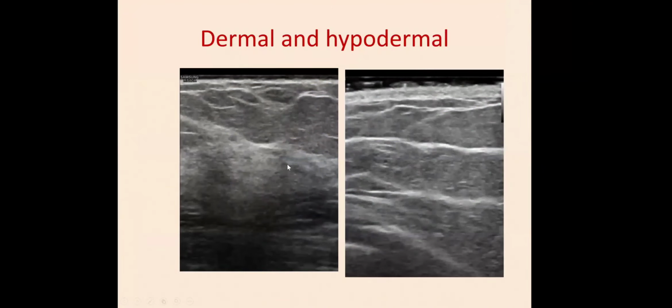Then again, you have a problem when the lesion is very superficial, either a dermal or hypodermal lesion. So this is normal scanning. I just put the probe, and you can see the skin is so thin. If you have any lesion over here, you might miss it. When you put lots of gel, you can nicely see the thick skin, and you can measure it. You can't measure over here; you can measure it.